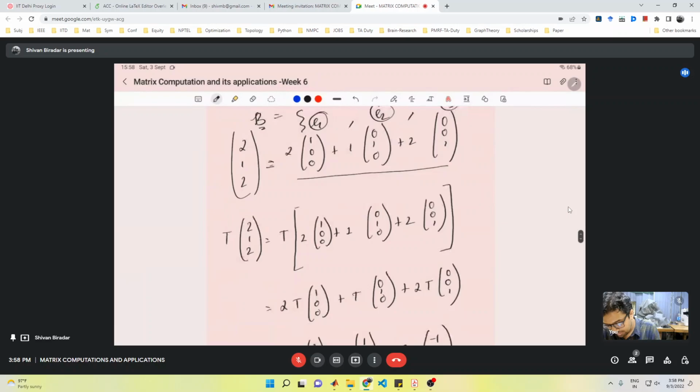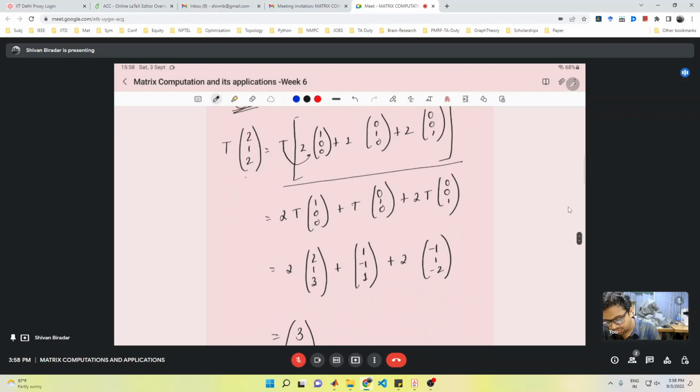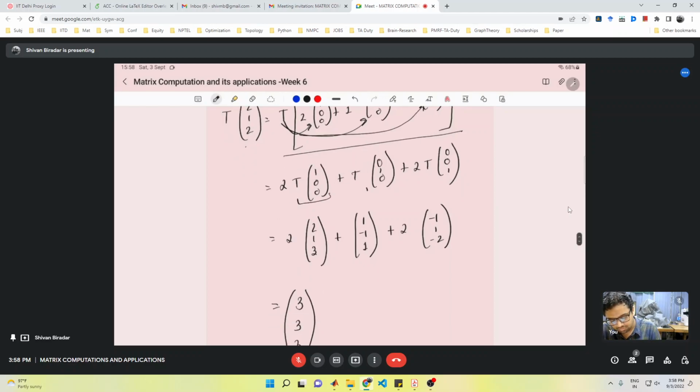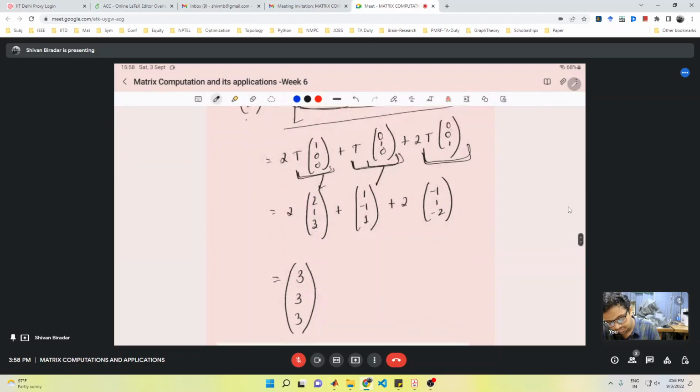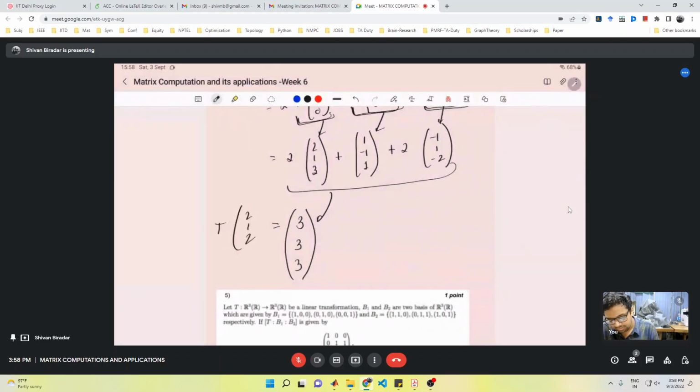We take a linear transformation of this vector as T into this, which would give us this thing. Since T is a linear transformation, we can take T inside and operate on these vectors. We would get T of this vector, T of this vector, T of this vector, and T of this vector. So this would give us this as given in the previous step. The addition of this would give us 333. So T of 212 is this. So this is your image, the image of 212 corresponding to the linear transformation T.